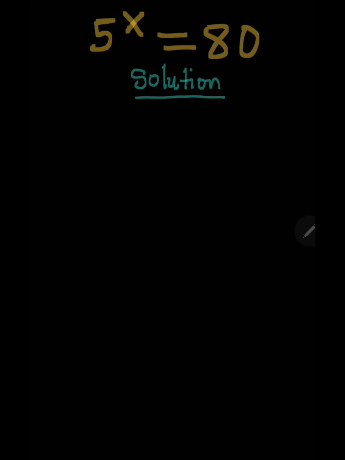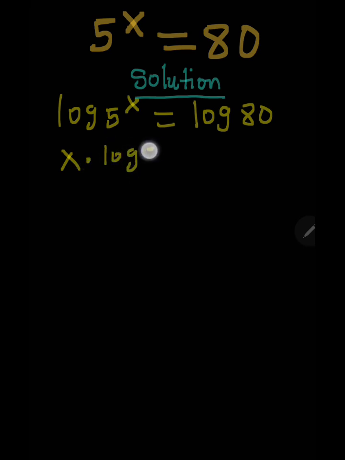When we take the log of both sides, the left hand side will be log of 5 raised to the power of x, which is equal to the right hand side, which is going to be log of 80. The next thing we're going to do is to recall the power property of logarithm. This x as a power is going to go back to multiply the log. So when we apply that property, it's going to be x multiplied by log of 5, which is equal to log of 80.